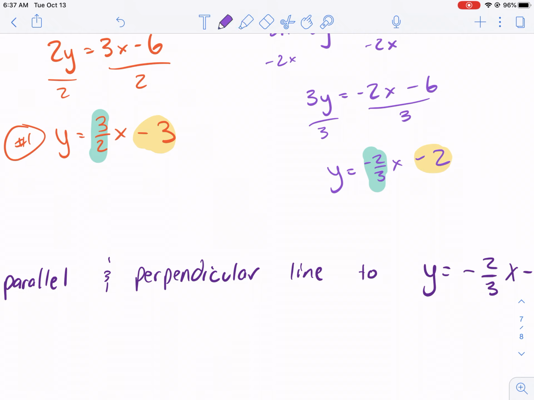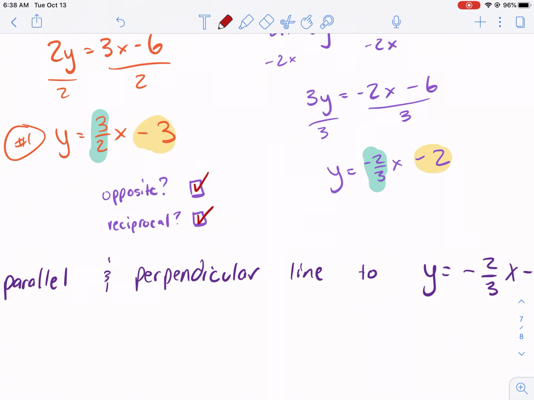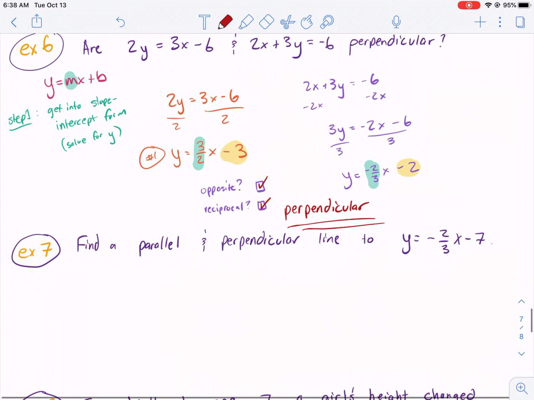One is positive, one is negative. That's a check. So are they opposite? And then are they reciprocal? Both need to apply. If only one is missing, then we don't check the boxes. In this case, we check this one, we check that one, and they are perpendicular. Okay, so that's how we do it. Opposite, reciprocal, check, check. The y-intercept doesn't matter.